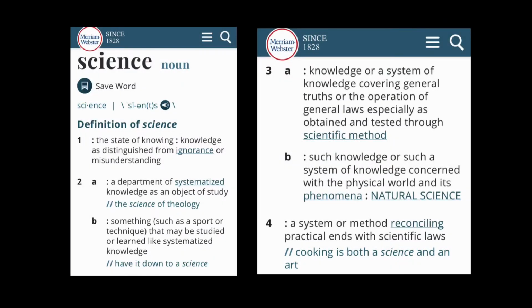Well, let's get started. What is science? We're going to have a lot of citations. Merriam-Webster: the state of knowing, knowledge, as distinguished from ignorance or misunderstanding. To the right, knowledge or a system of knowledge covering general truths or the operation of general laws, especially as obtained and tested through scientific method. Such knowledge or such a system of knowledge concerned with the physical world and its phenomena. Natural science, a system or method reconciling practical ends with scientific laws.